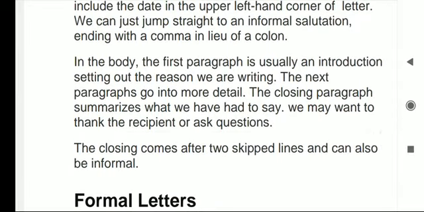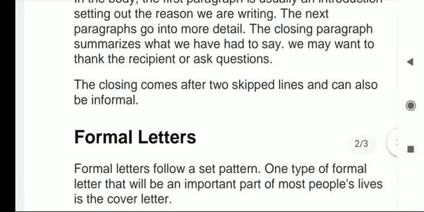In the body, the first paragraph is usually an introduction, setting out the reason we are writing. The next paragraph goes into more detail. The closing paragraph summarizes what we have had to say. We may want to thank the recipient or ask questions. The closing comes after two skipped lines and can also be informal.